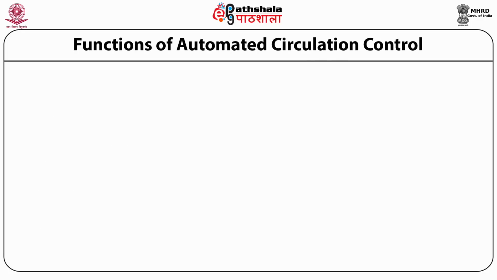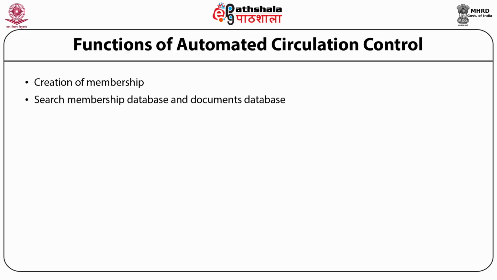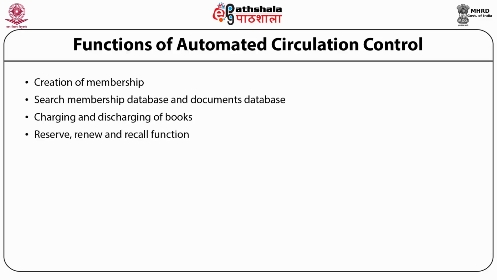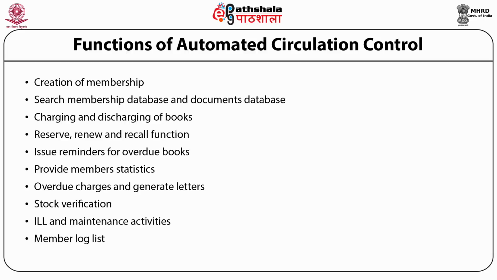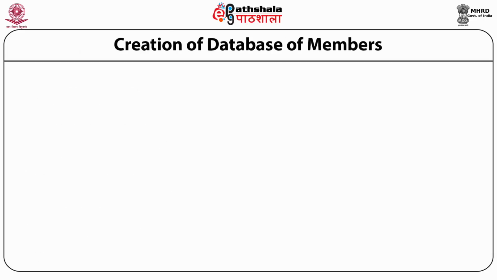Functions of automated circulation control are as follows: creation of membership, search membership database and documents database, charging and discharging of books, reserve, renew and recall function, issue reminders for overdue books, provide members statistics, overdue charges and generate letters, stock verification, interlibrary loan, member log list, other reports. Creation of database of members.